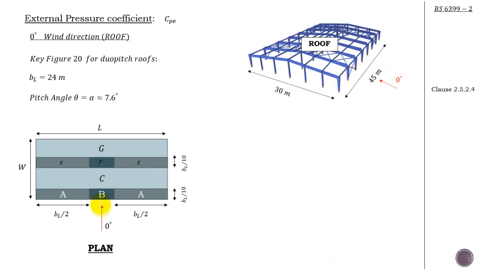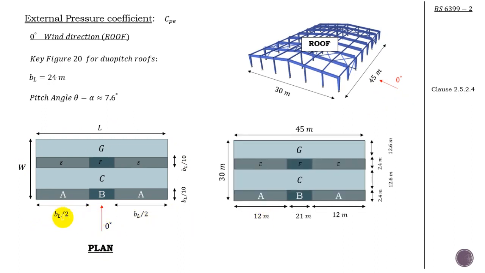Now for the 0 degree, this is the division of the areas. For BL over 2, we just take the BL, which is 24, divided by 2. You get the length of A. And for the side, it's BL over 10. Do the same thing, and that's how you divide the roof.